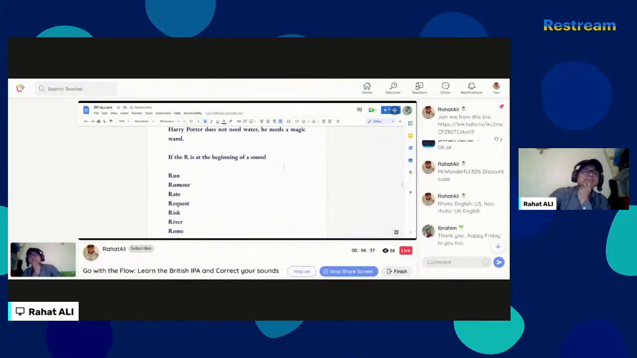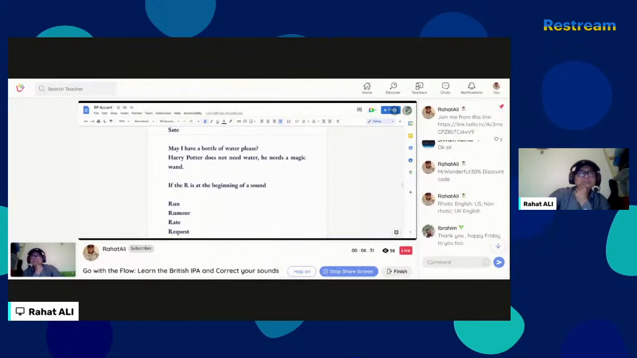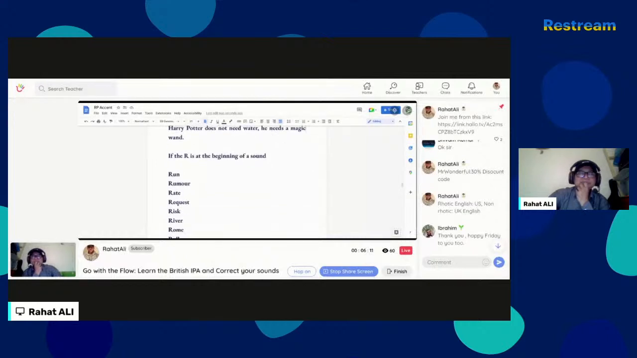If the R is at the beginning of our sound, all right, I've given the example when R must be pronounced in British English. If the word starts with the letter R, obviously you have to pronounce R. Okay, but if the R is second, third, or fourth, or the last letter, we do not pronounce it normally.